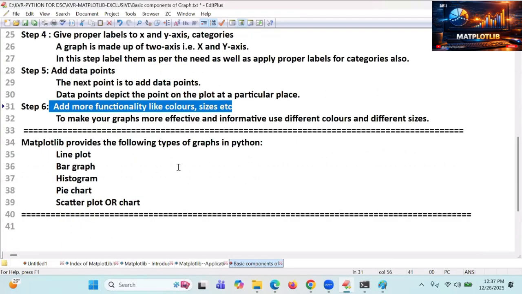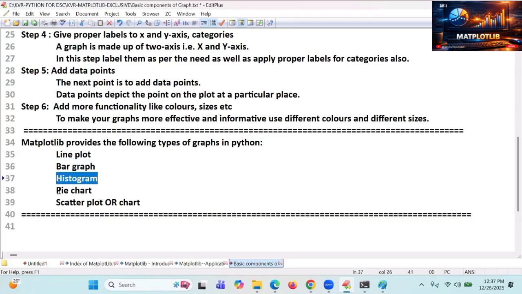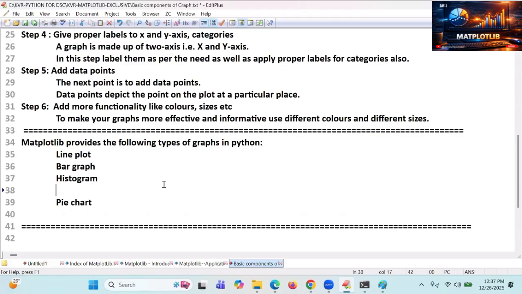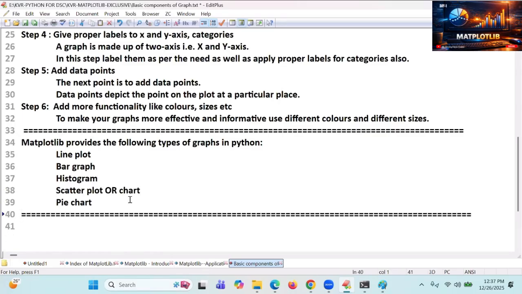How many types of plots are there? Number one, line plot, bar plot, histogram, pie plot, scatter plot. Are you following me? These are the plots we have. One day, one plot I will explain, with the colors, adding effects and all. How to draw the plot, that is important. Adding colors, makeup is not important.